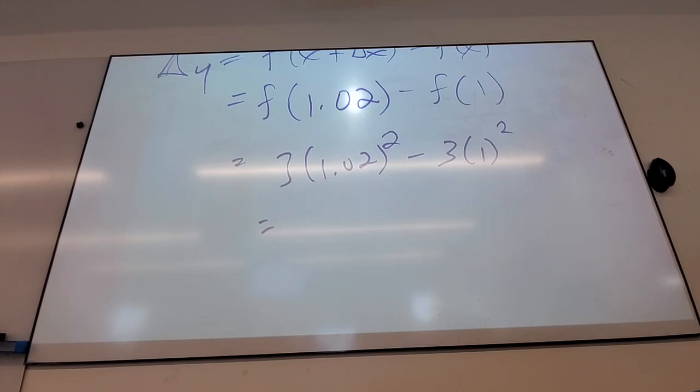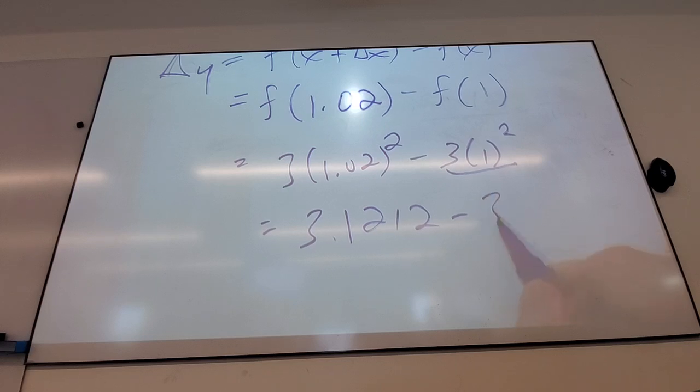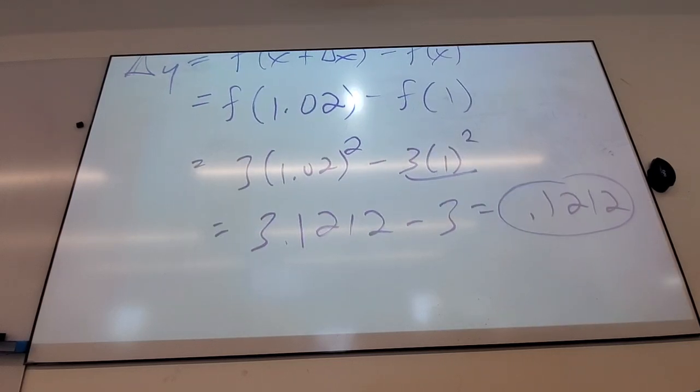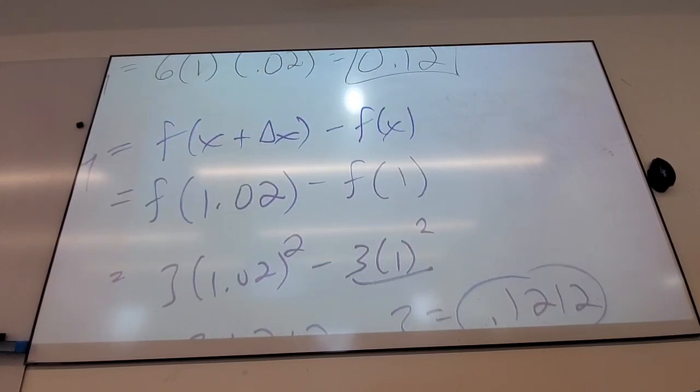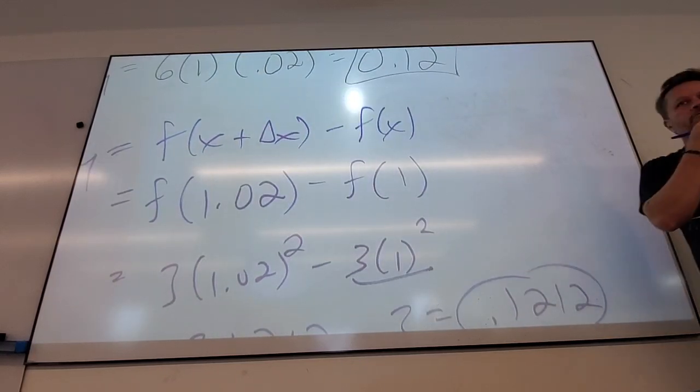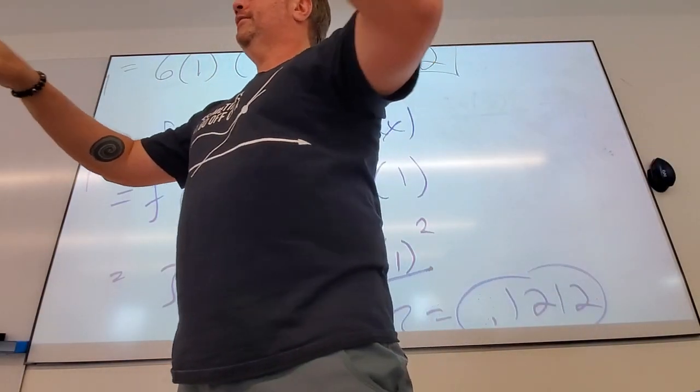3.1212. And what's this? 1.3. So how much did I actually change by? 0.1212. And how much did we predict we would change by? 0.12. Pretty good prediction, yes? Good. That's all that idea is.